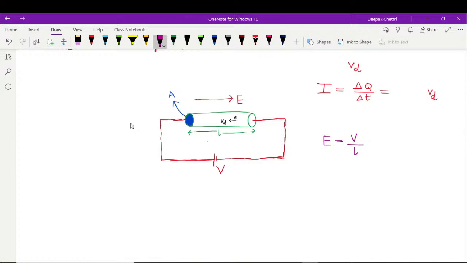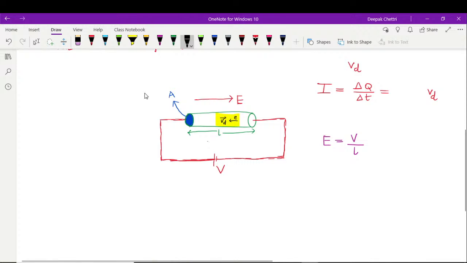Now because of this electric field, the free electrons that are inside this conductor will start to move opposite to E, right? So if you can see inside this one, I'm showing an electron, it's moving with a velocity Vd, right? Vd is a vector. Okay, so the diagram is clear to you, I hope.